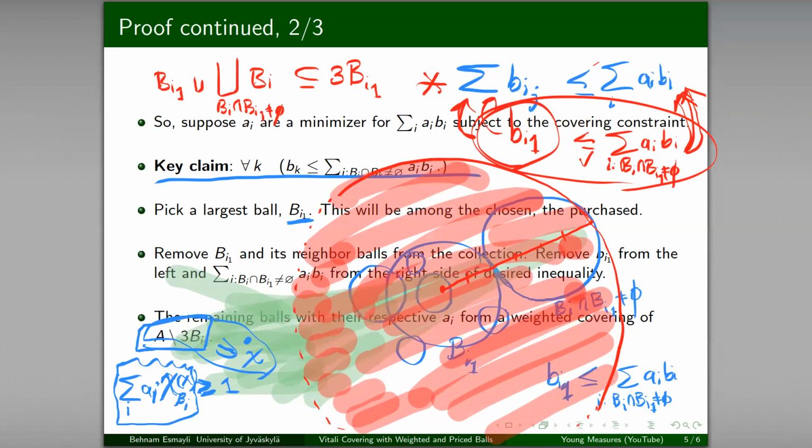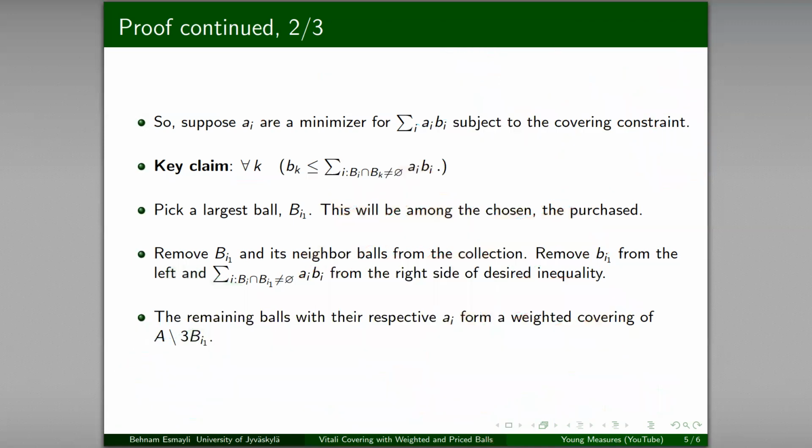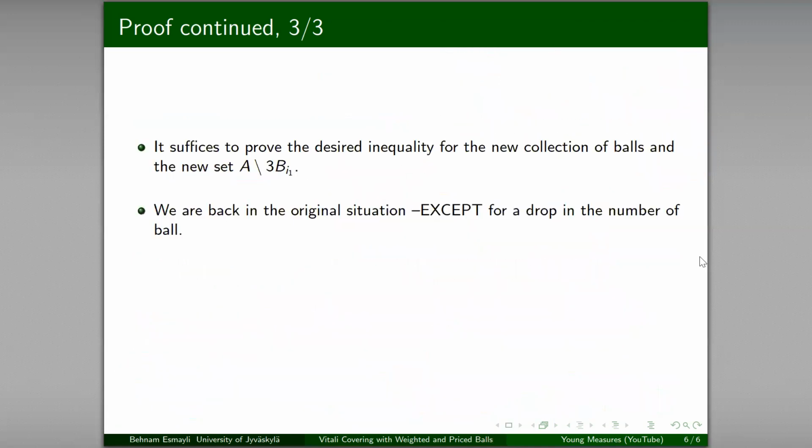So from the covering, we can drop BI1 and the neighbors, and from the inequality that we will ultimately need to prove, we can also drop BI1 on the left-hand side and the neighbors on the right-hand side. So everything, both in terms of covering and in terms of the final goal, can be dropped from the whole analysis. I am sorry if this was too much of an explanation. If you get the picture, it's just so immediate.